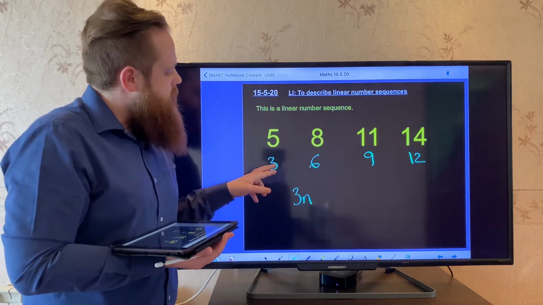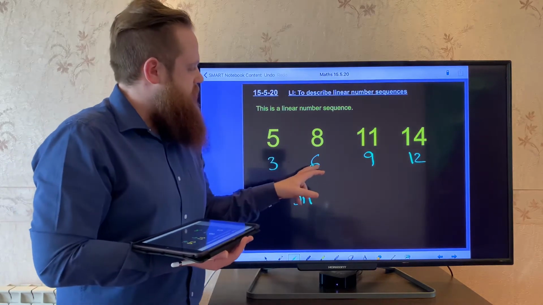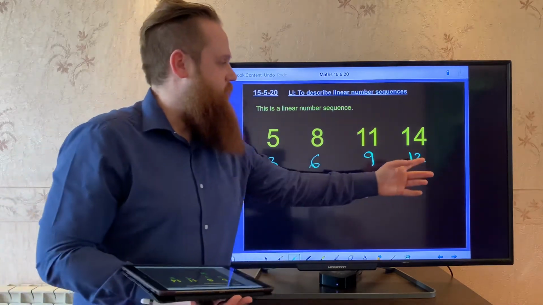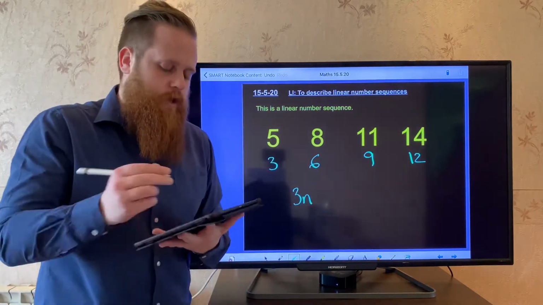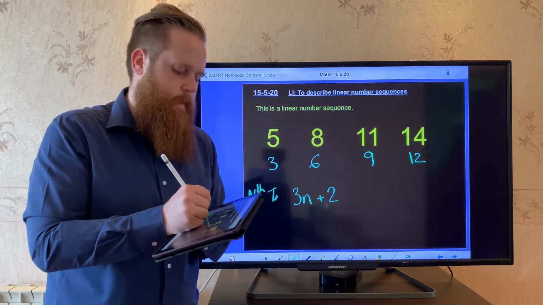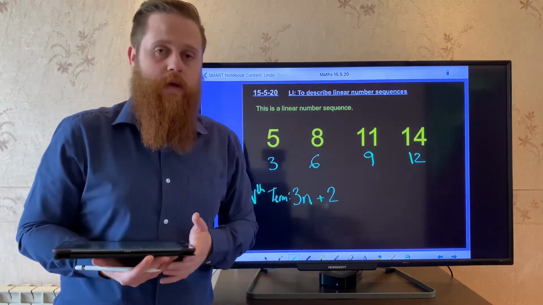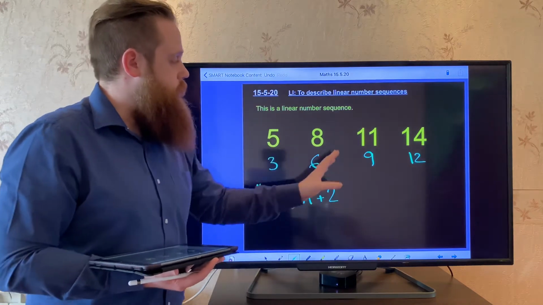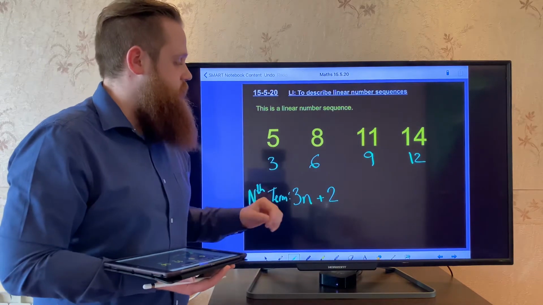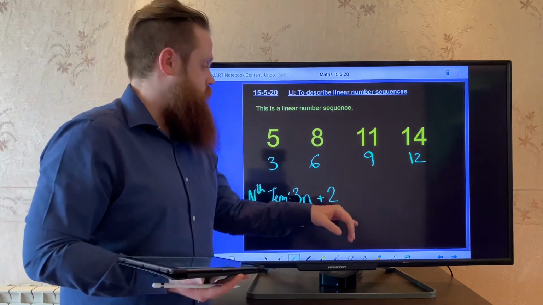And then what is the relationship between 3 and 5? What do I need to do to get from 3 to 5? I need to add 2. 6 to 8, add 2. 9 to 11, add 2. And of course 12 to 14, add 2. So therefore the formula, the nth term for this sequence, is 3n plus 2. That means 3 times what number term it is, plus 2. So 3 times 1 is 3, plus 2 is 5. The second term would be 3 times 2 is 6, plus 2 is 8.